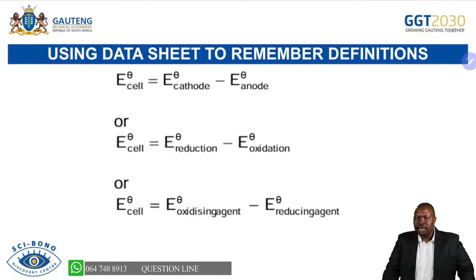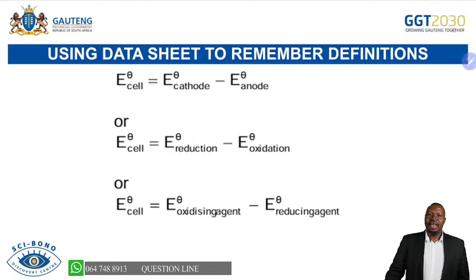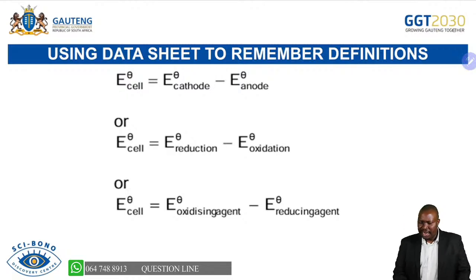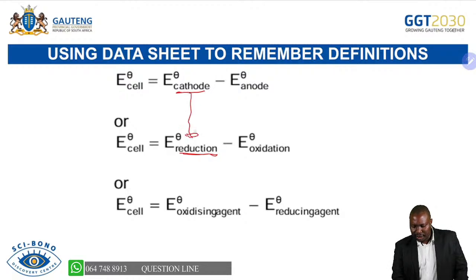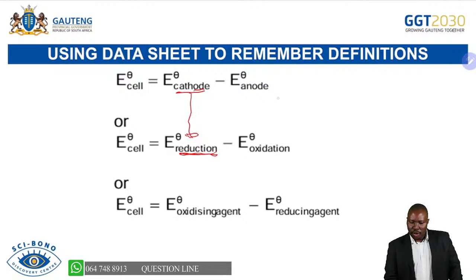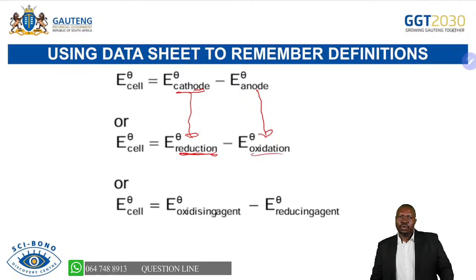So now, with no wasting of time, we are in your question papers. You are going to get this data sheet, which we are going to use to calculate the EMF of a cell, which we are going to talk about. However, I want you to use this data sheet to remember some of these definitions. Remember, I said a cathode is an electrode where reduction takes place. In the data sheet, that already helps you to remember the definition. The same with the anode: an anode is an electrode where oxidation takes place. So you can use this data sheet to remind yourself of those definitions.